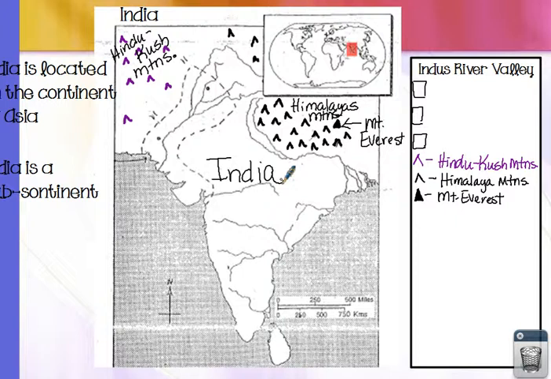All right, the next thing we're going to do is label our large bodies of water. So we're going to start here first, and as you can see, we have our compass rose. Let's go ahead and label it north, east, south, west. Never eat slimy worms. All right, on the west coast of India, this is the Arabian Sea. On the east coast of India, this is the Bay of Bengal.